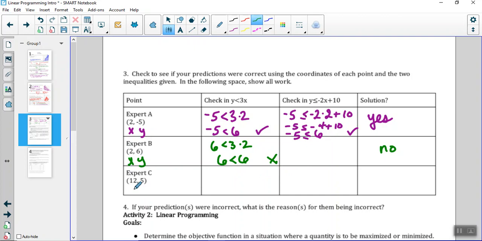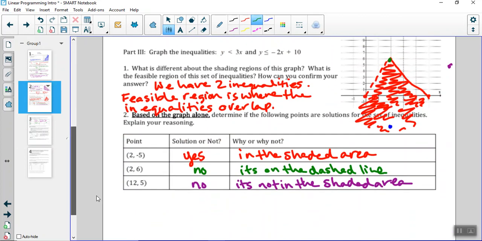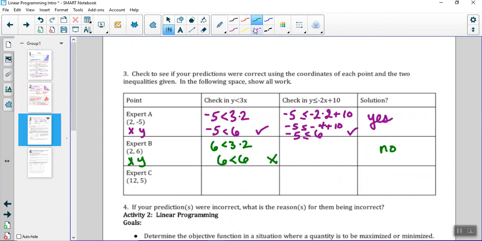Okay, the last point was (12, 5). If we want to look back, we can see we predicted no for (12, 5), because it's not in the shaded area. Alright, so let's check it out. That's my x and my y. So y is less than 3x. 5 is less than 3 times 12. So 5 is less than 36. That one works.